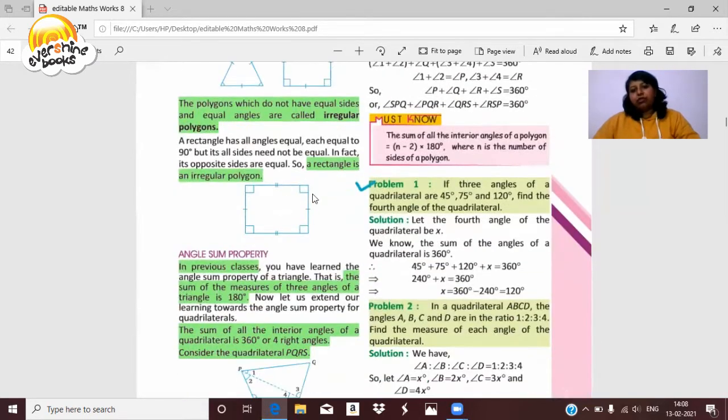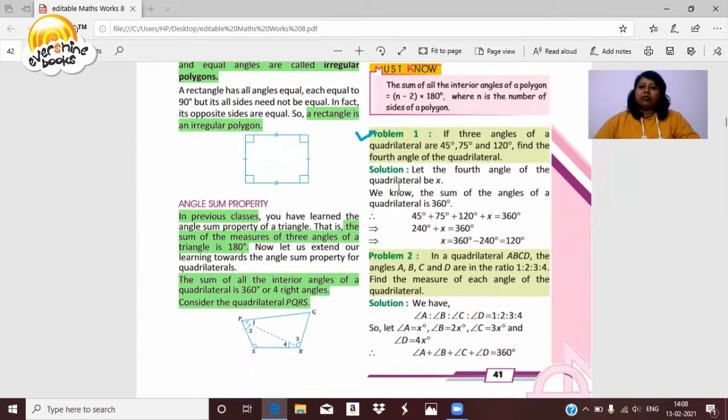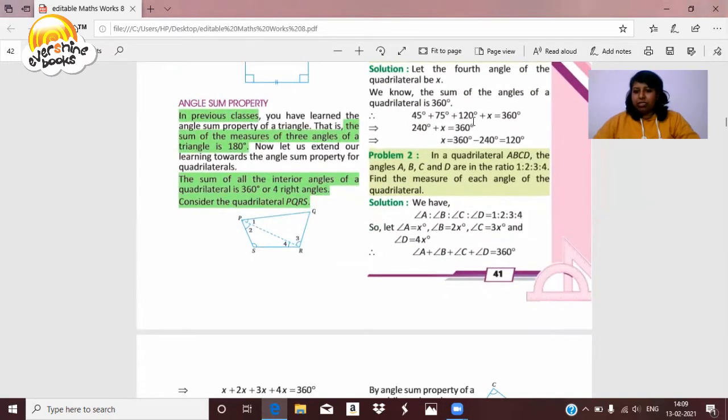Let's do one problem based on the angle sum property of the quadrilateral. This is the problem. If three angles of a quadrilateral are 45 degrees, 75 degrees, and 120 degrees, find the fourth angle of the quadrilateral. So let the fourth angle of the quadrilateral be x. And as we know from the angle sum property, sum of all the four angles is equal to 360 degrees. 45 degrees plus 75 degrees plus 120 degrees plus x is equal to 360 degrees. Sum of all three numbers is equal to 240 degrees. So 240 डिग्री को हम उधर ले जाएंगे RHS पे, साइन भी इसका चेंज हो जाएगा. तो what will we get? x is equal to 120 degrees. Clear?